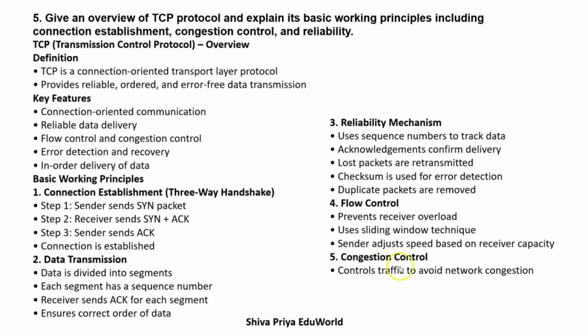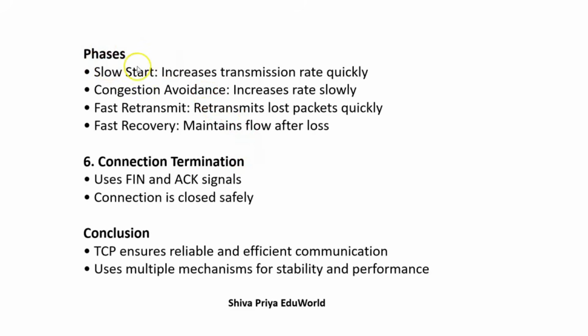Congestion control controls the traffic to avoid network congestion. This is how exactly the TCP protocol works. The phases are slow start, which increases the transmission rate quickly, and congestion avoidance, which increases the rate slowly, and fast retransmit, which retransmits the lost packets quickly. Fast recovery maintains flow after the loss.